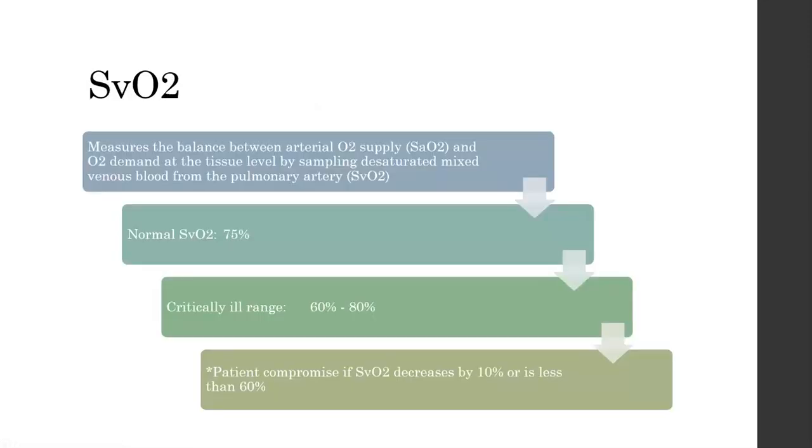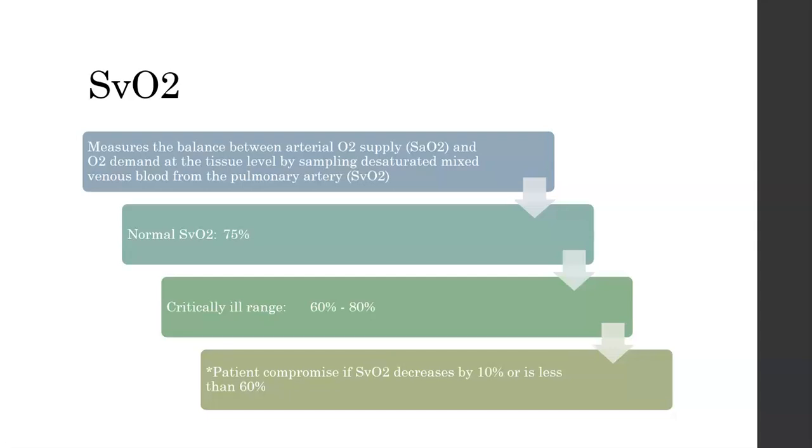So our SvO2 is the measurement of the balance between arterial O2 supply and O2 demand at the tissue level. We get this by sampling desaturated mixed venous blood from the pulmonary arteries. Normal SvO2 is 75%. Critically ill range is 60 to 80. And there's a compromise if the SvO2 decreases by 10% or is less than 60%.